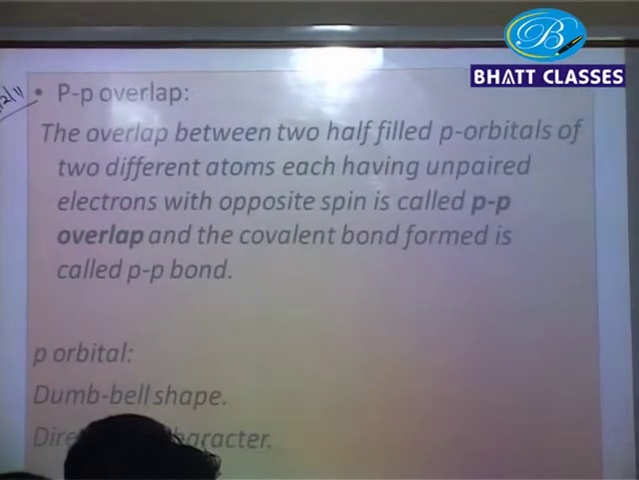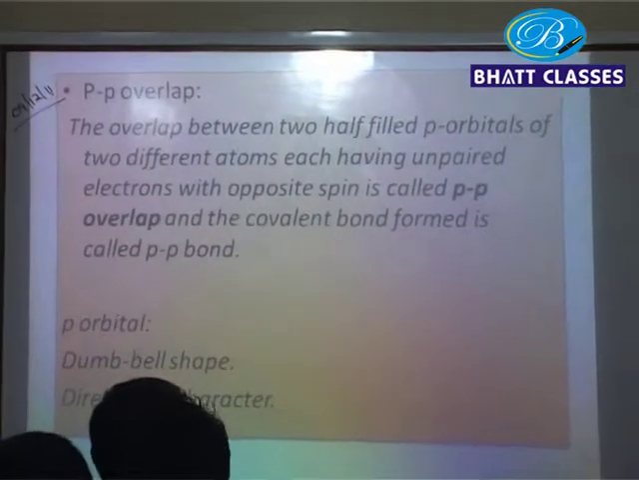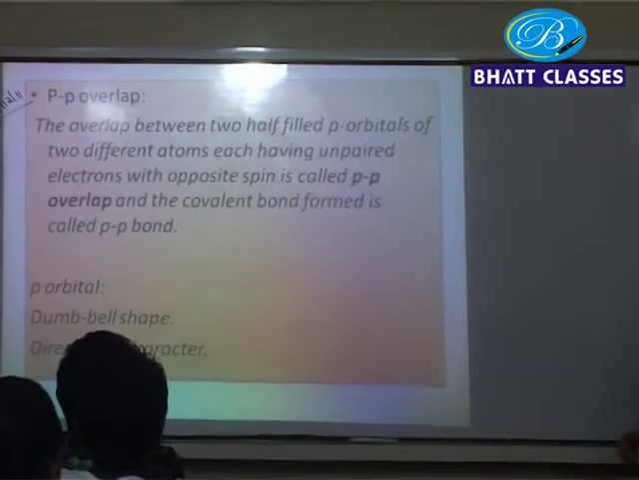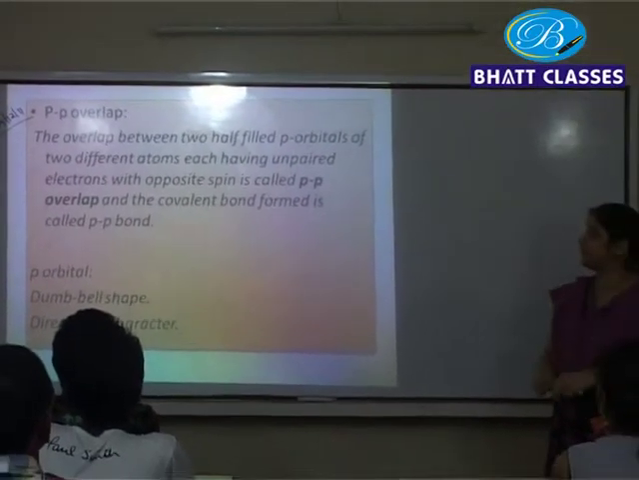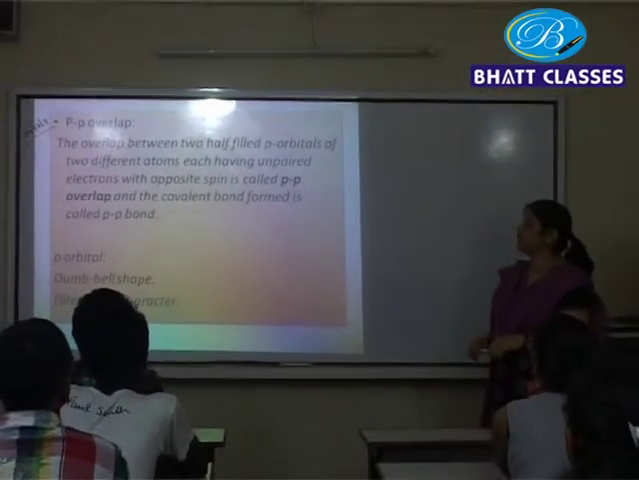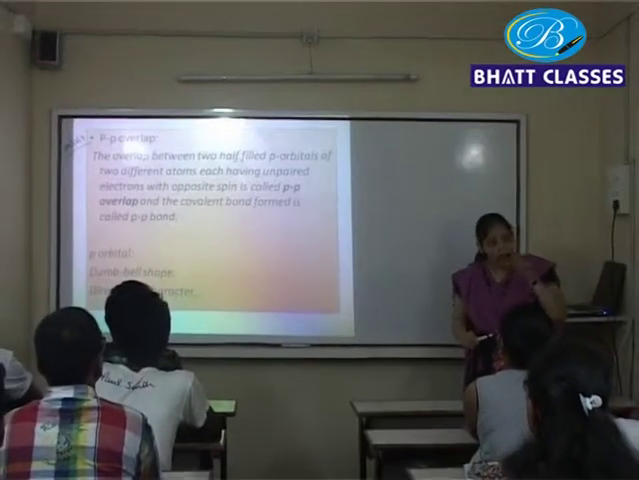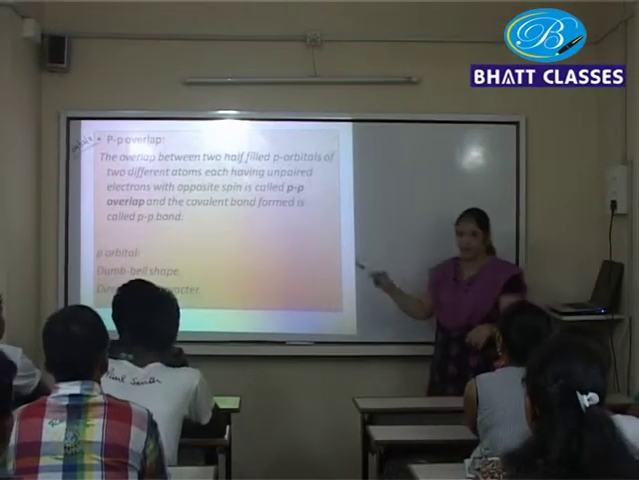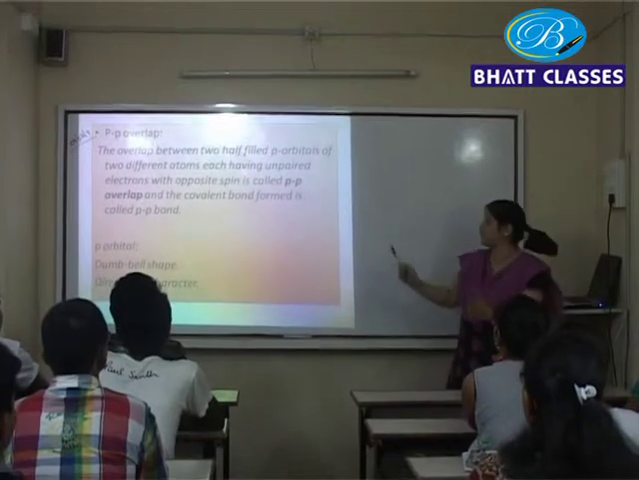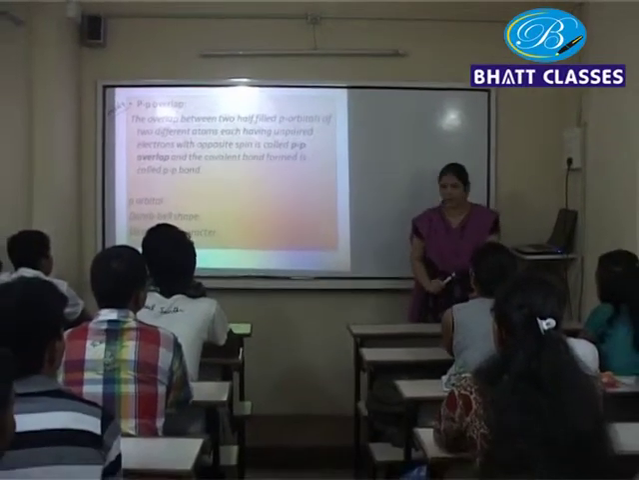The other is p orbital overlap: the overlap between two half-filled p orbitals of two different atoms, each having unpaired electrons with opposite spin, is called pp overlap, and the covalent bond formed is called a pp bond.